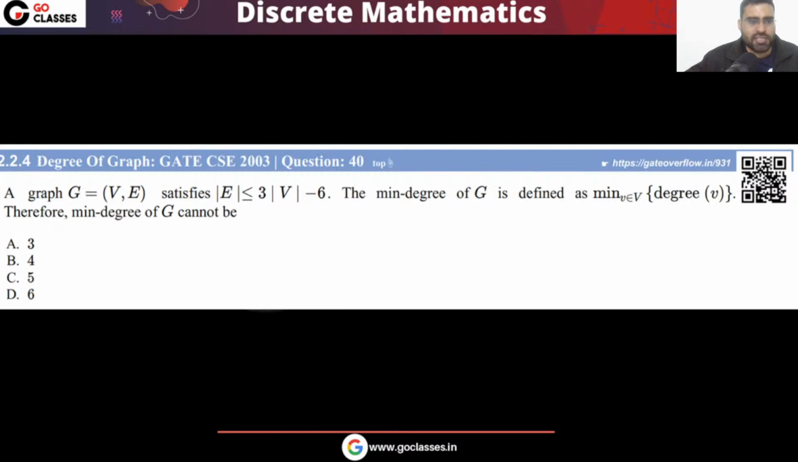This is another question, GATE 1995 question. Prove that in a finite graph, the number of vertices of odd degree is always even. Again the same question. How many vertices can have odd degree? That is always even. This is another question in the GATE exam. Same concept.